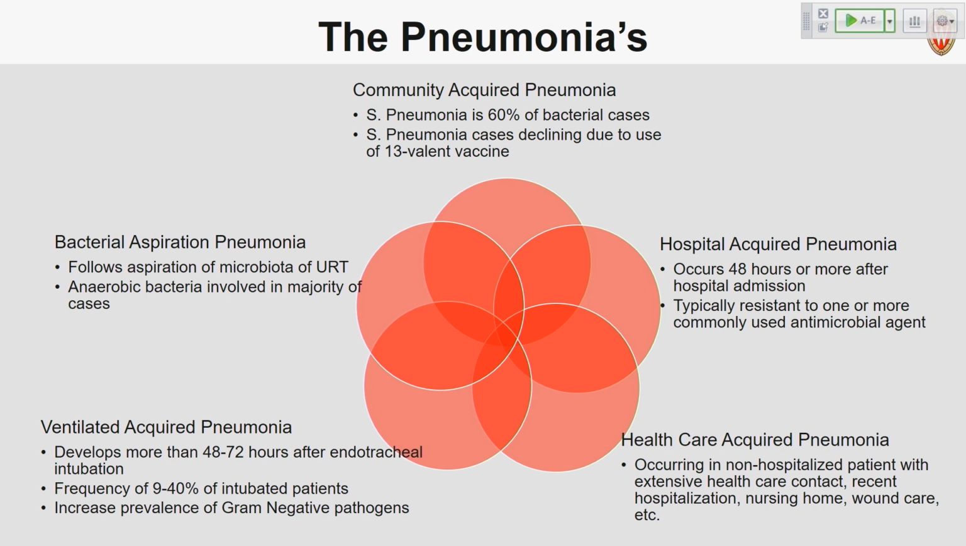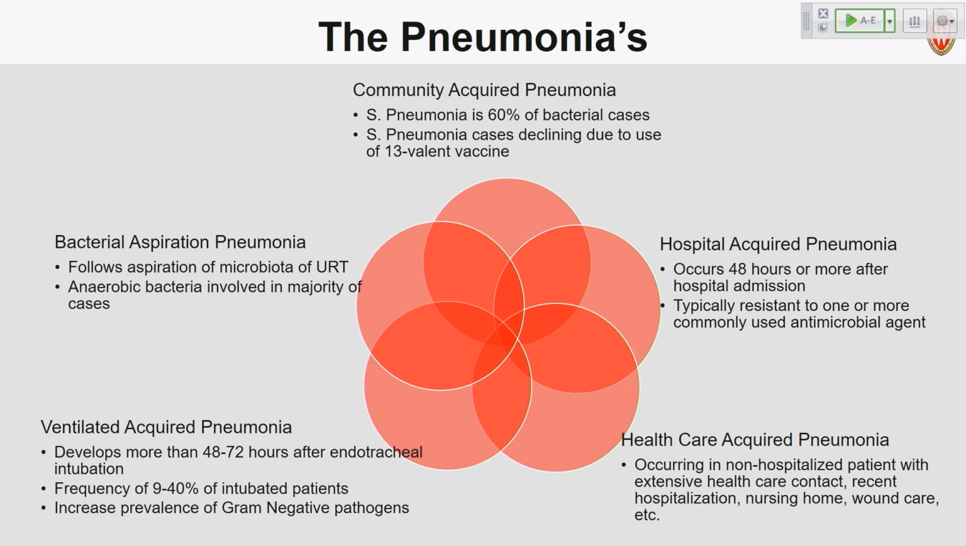Healthcare-acquired pneumonia. The difference between hospital-acquired and healthcare-acquired really boils down to it occurring in a non-hospitalized patient who's had extensive healthcare contact, recent hospitalization, time spent in a nursing home back and forth, wound care, et cetera. So healthcare-acquired is really associated with a lot of contact with a healthcare entity.